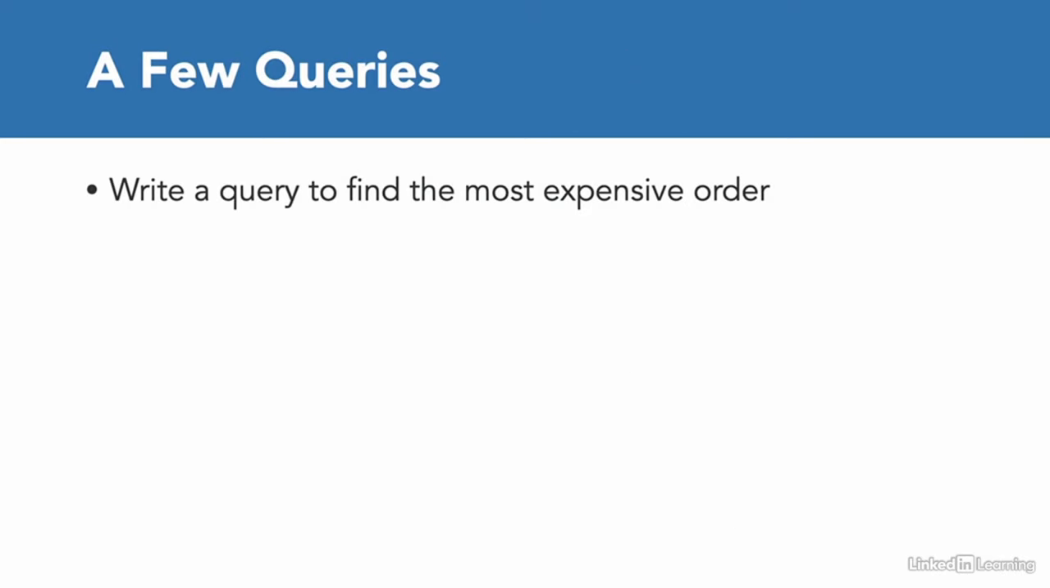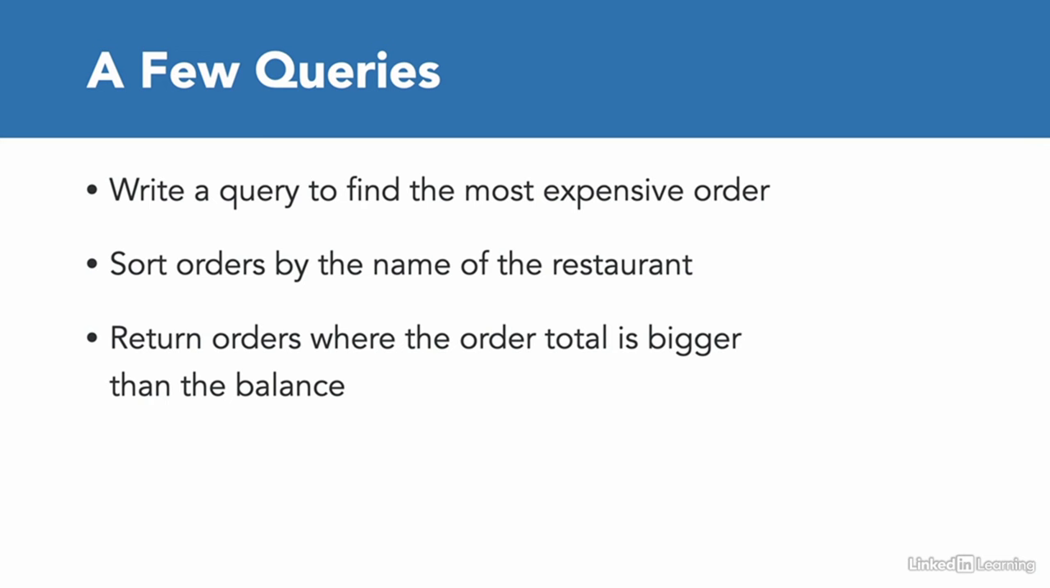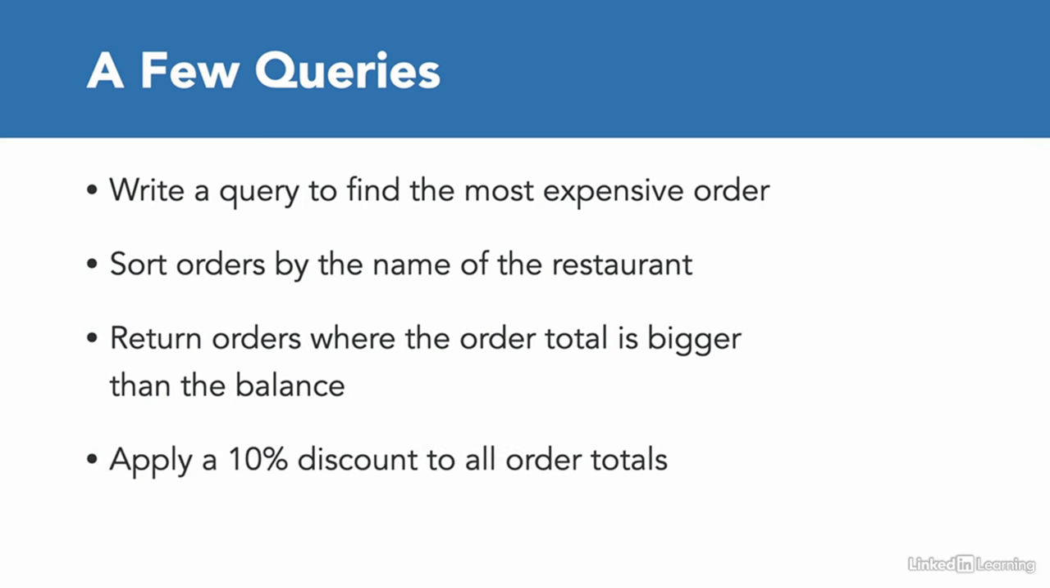Then, as a second step, please write a few queries. The first query I would like you to write is a query to find the most expensive order. The second query should just return all of the orders sorted by the name of the restaurant. The third query should return orders where the order total is bigger than the account balance. And the last query should apply a 10% discount to all order totals.